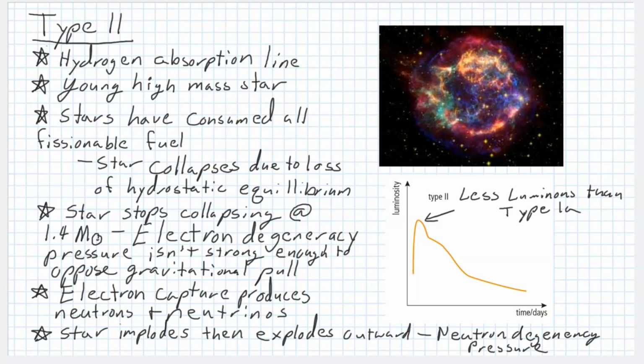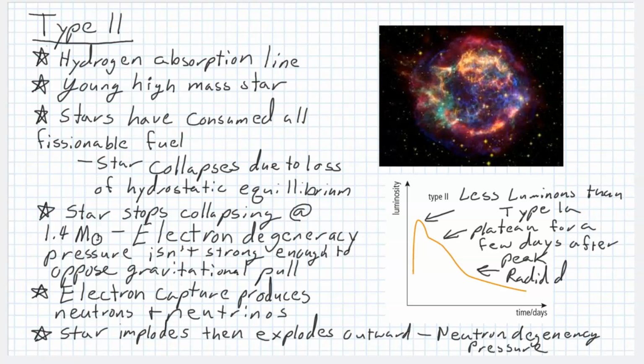A Type 2 supernova is less luminous than a Type 1a supernova. Additionally, there's this plateau in its curve, which occurs a few days after the peak luminosity, which is followed by a rapid decline in luminosity.